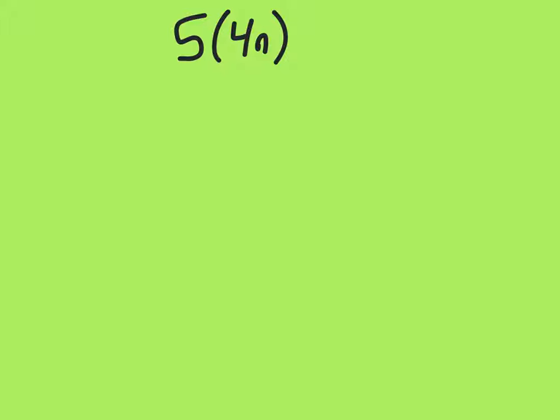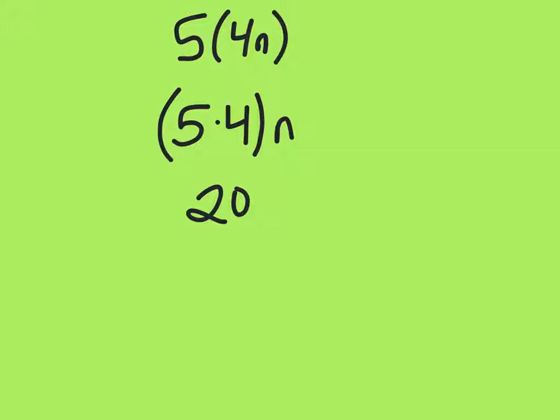Okay, I would use the associative property of multiplication to regroup what's in my parentheses. And I would change the parentheses to be around the 5 and the 4. And don't forget that's multiplication. So we would get 5 times 4, which is 20. And then we're just left with the n. So your simplified expression should be 20 times n.